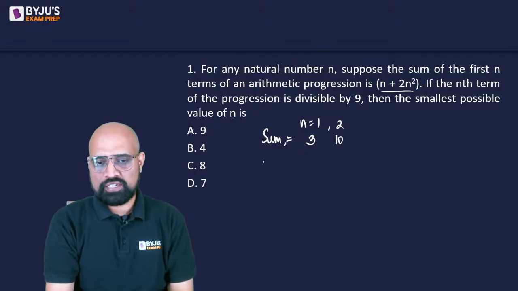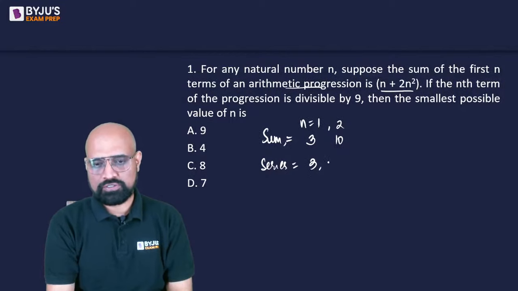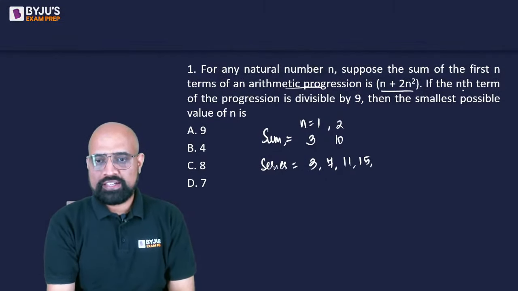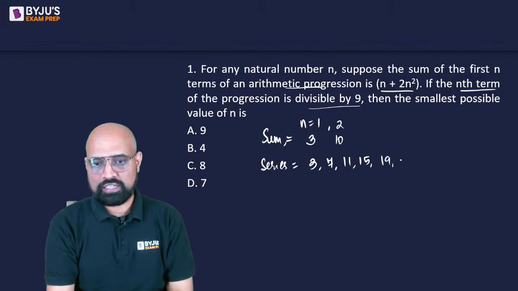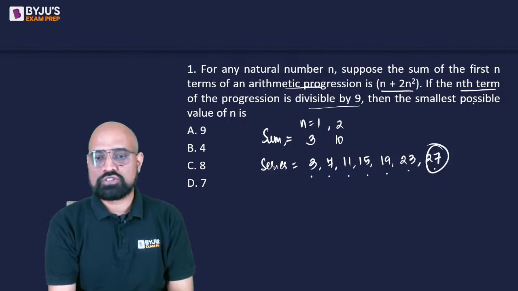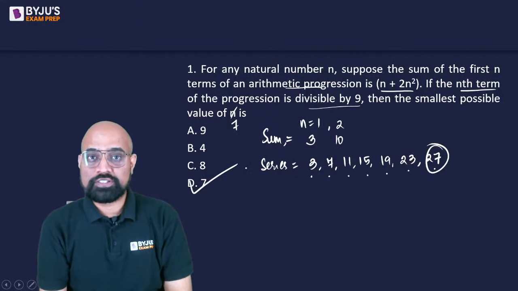The series is an AP, so the first term is 3. The sum of the first two terms is 10, so the second term is 7. There is a jump of 4, so I'll keep on adding 4. I want to find the term divisible by 9. So far none is: 3, 7, 11, 15, the next term is 19, then 23, then 27. This number is divisible by 9. This is our first, second, third, fourth, fifth, sixth, seventh term. So the smallest possible value of n will be 7, which gives a term of this series that is divisible by 9.